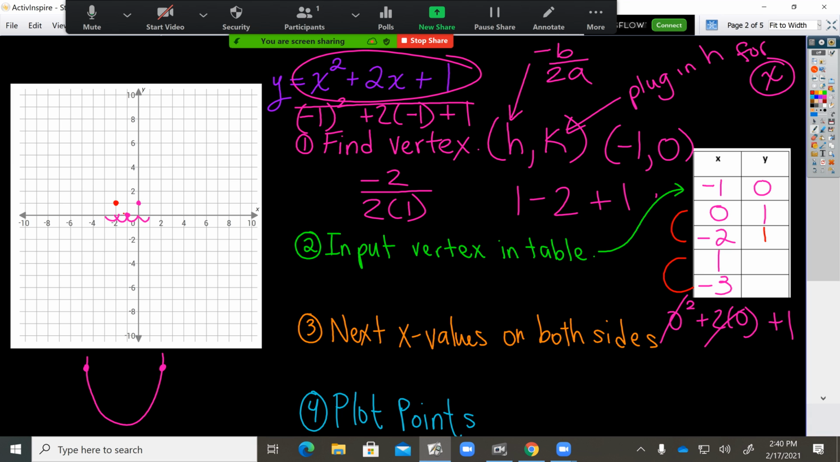So you're either going to plug in a 1 or a negative 3. Which one do you think is easier to work with? A positive 1 is easier to work with. So 1 to the second power plus 2 times 1 plus 1. 1 to the second power is 1. Plus 2 is 3. Plus 1 is 4. Now, if this gave you 1 comma 4, then the next one gives you 1 comma 4.